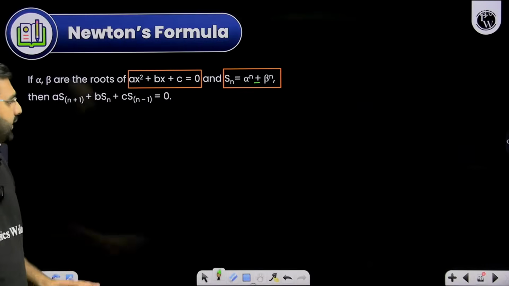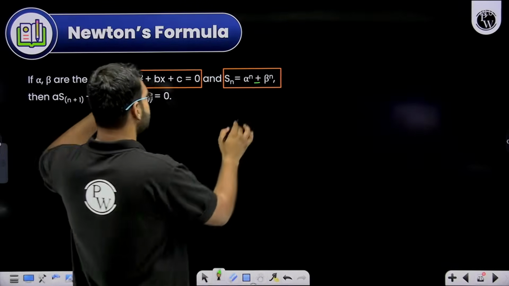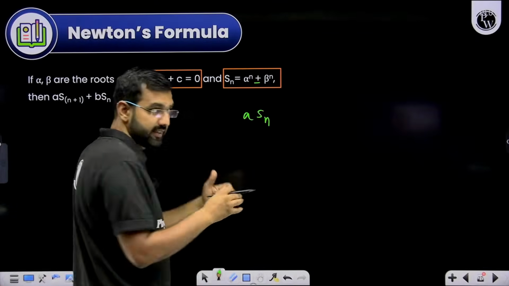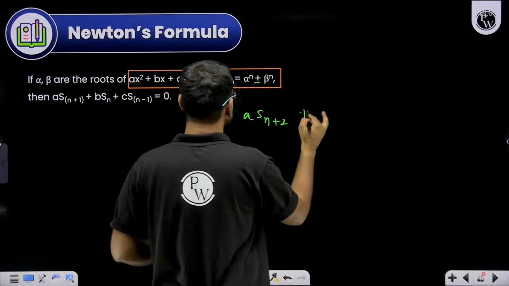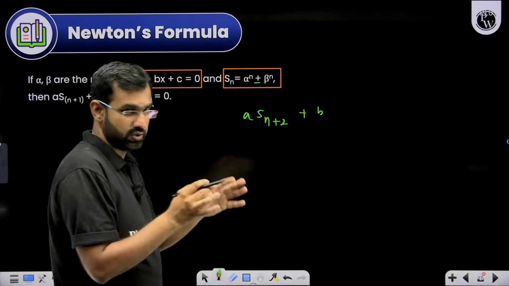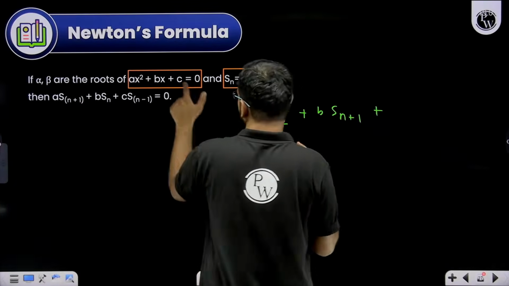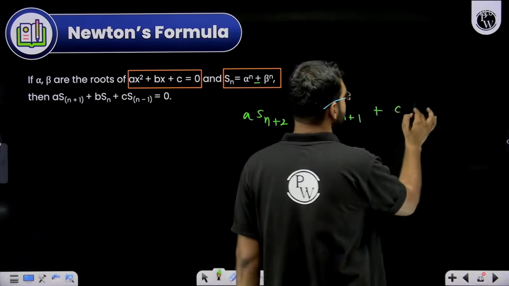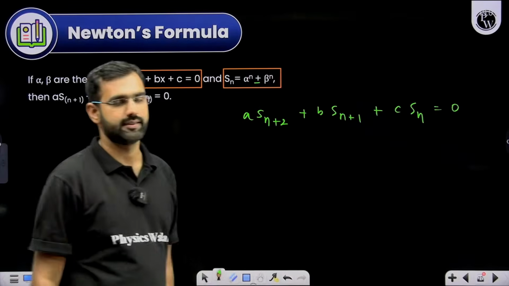This quadratic can also give you one more conclusion: here this a remains as a, this x square I can replace by Sn plus 2, let's say, for a while. Then I'll have this b as it is. Then the coefficient of b is x to the power 1, so I'll be writing it as Sn plus 1. Then plus this c, the coefficient of c is x to the power 0, so I can write it as Sn plus 0, which is Sn. So this is how you can write this.